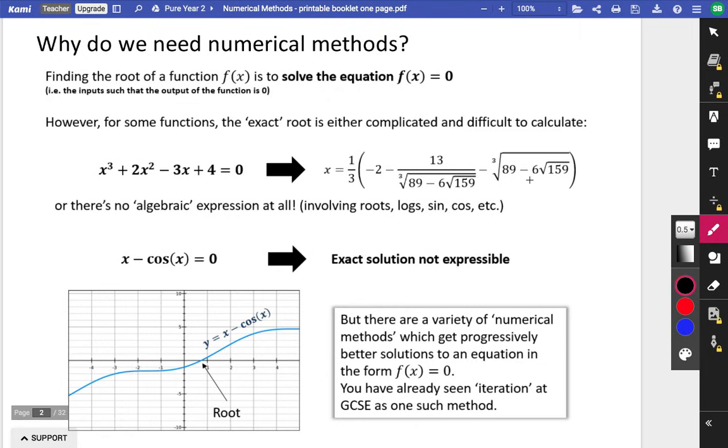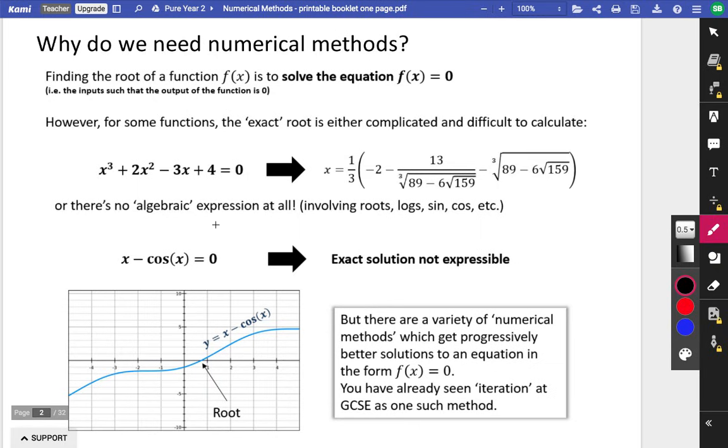So, first of all, why do we even need numerical methods? Well, to find the root of a function, when we talk about the root of a function, it actually means to solve the equation f of x equals 0. So we're trying to say, what are the inputs so that the output of the function is 0? Now, we do this all the time. We always find roots of equations by where something crosses the x-axis.